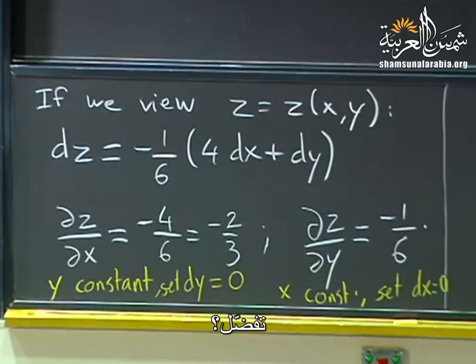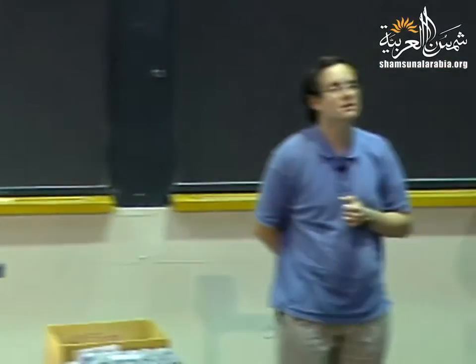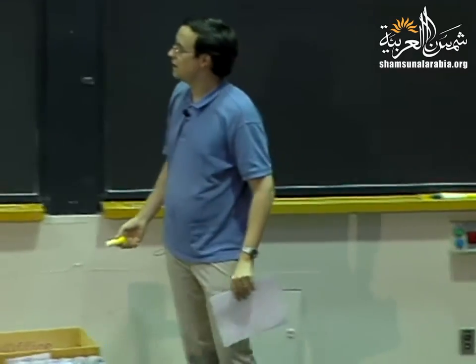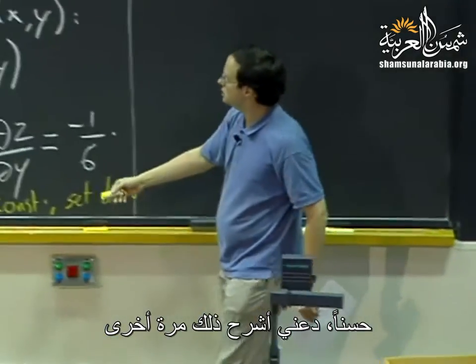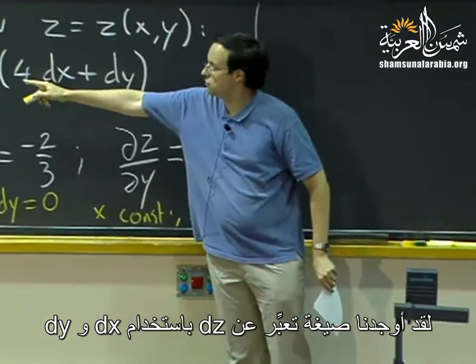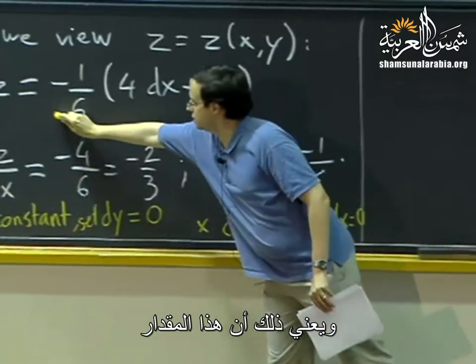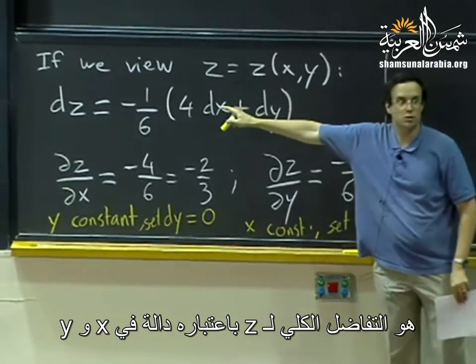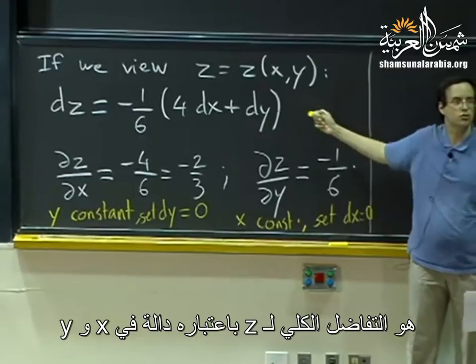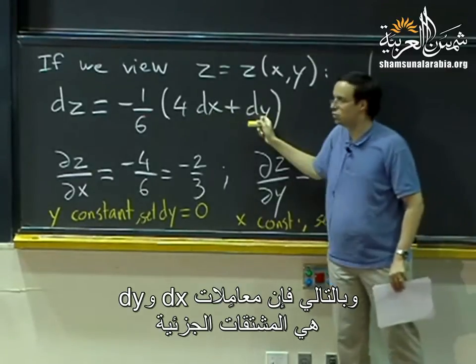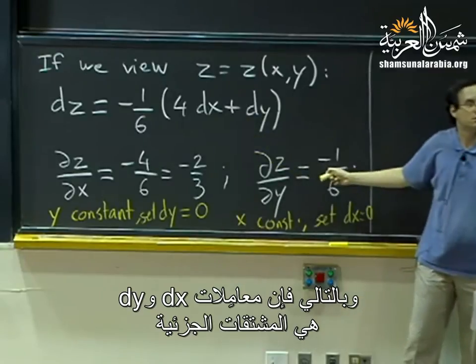Yes? Can you explain why we went from dz, dx, and dy into partials? Yes, okay, let me explain that again. So we found an expression for dz in terms of dx and dy. That means that this thing is the total differential of z viewed as a function of x and y. Okay? And so the coefficients of dx and dy are the partials.